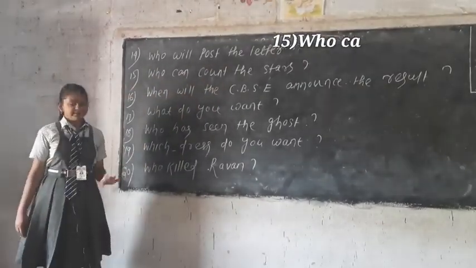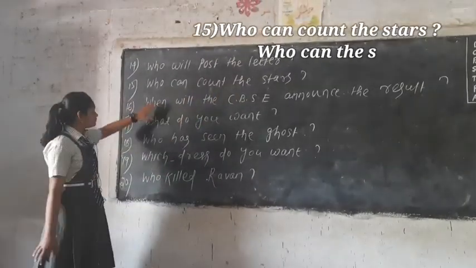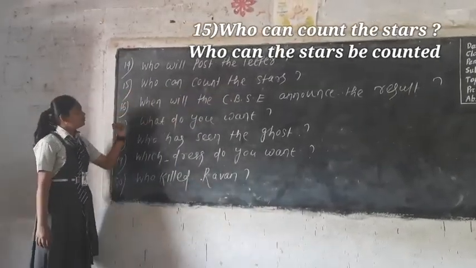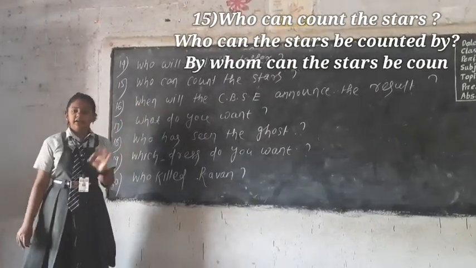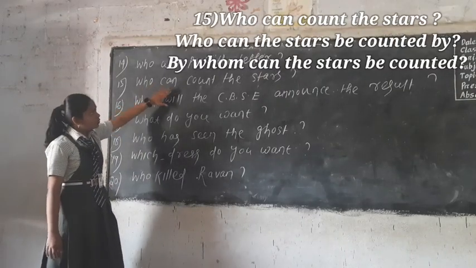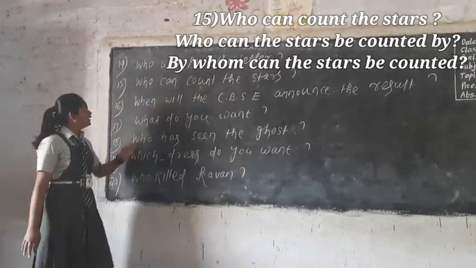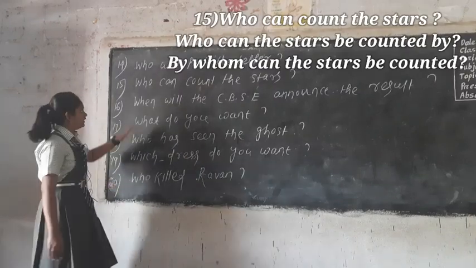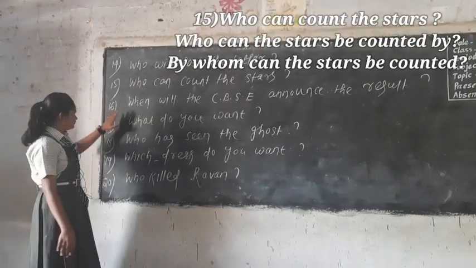Let us come to the next example. Who can count the stars? Here also the passive can be formed in 2 ways. First one, use by at the end of the sentence. Who can the stars be counted by? And the next one is to use by at the beginning of the sentence. By whom can the stars be counted?